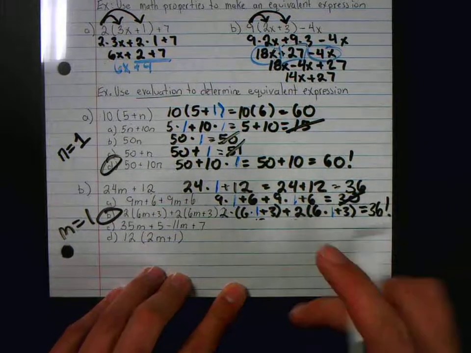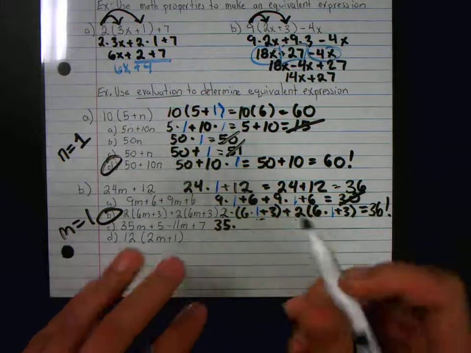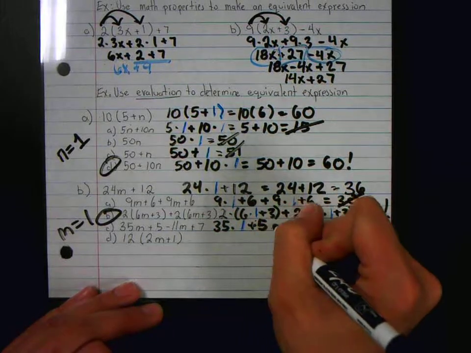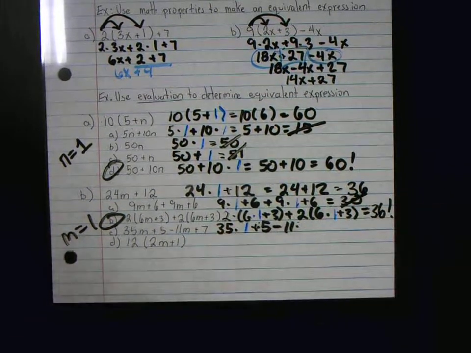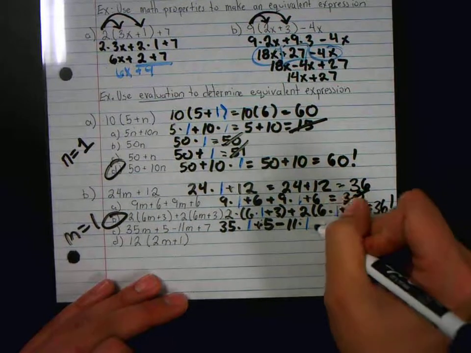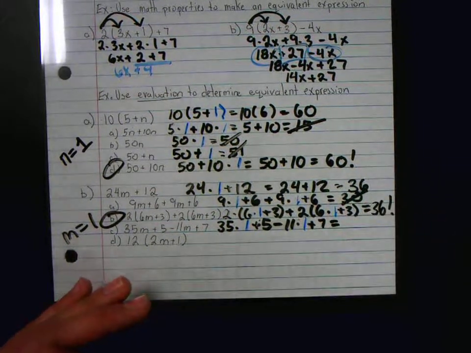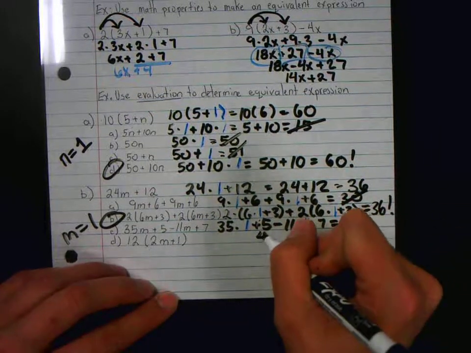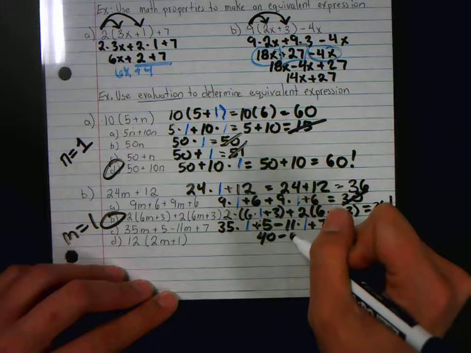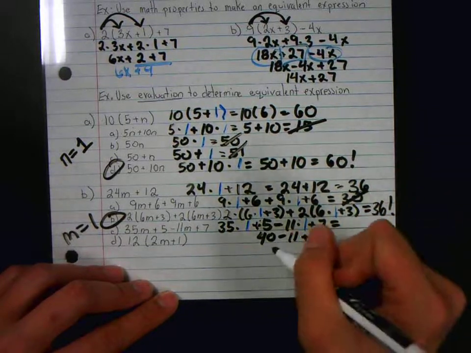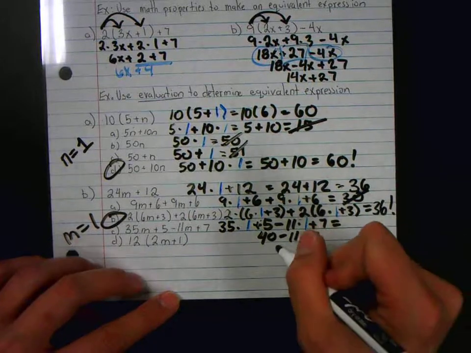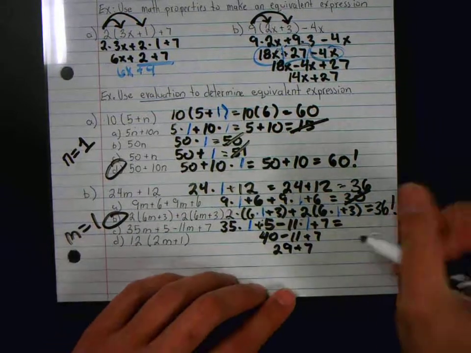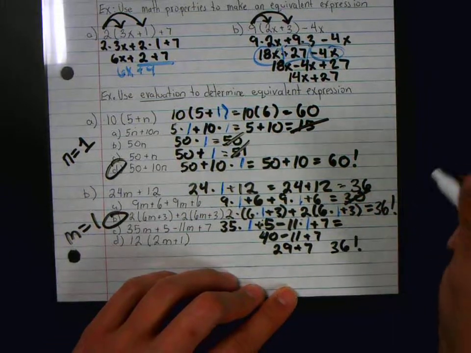All right, we have 35 times 1, plus 5, minus (11 times 1, plus 7). All right, this is a doozy. We got 35 times 1, that's 35, plus 5, that's 40. Okay, so we got 40. Minus 11 times 1, which is 11, plus 7. So 40 minus 11 is going to be 29, plus 7. That's going to also be 36. Oh my gosh, that's also an option.